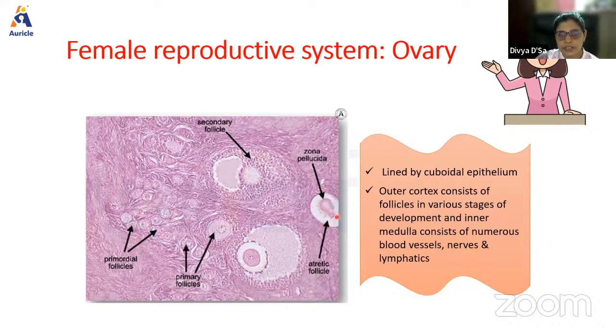Once the ovum is released, the secondary oocyte is released. Next, we will have the atretic follicle, that is after the period of ovulation. We'll also see the corpus hemorrhagicum, corpus albicans. So all these things we need to know about.